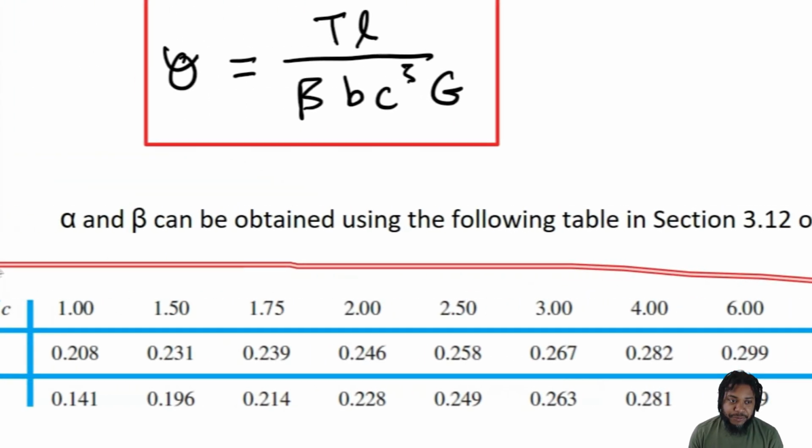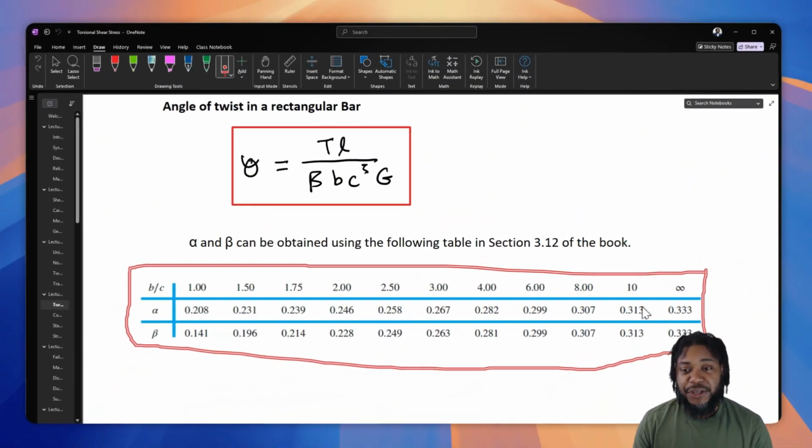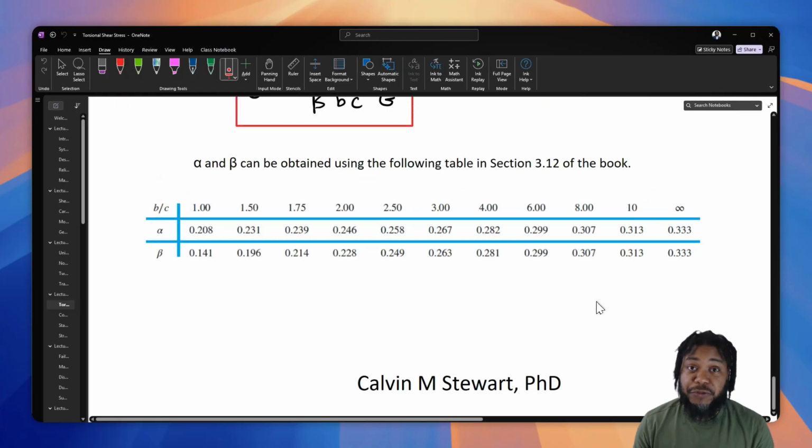So this table and the simplified equations allow us to deal with non-circular cross sections in a simple way. And with that said, we've learned what we need to know about torsional shear stress.